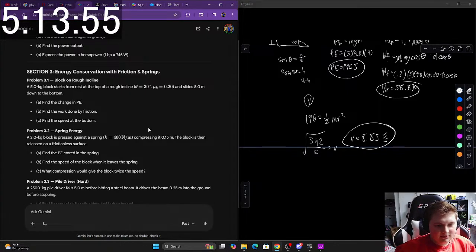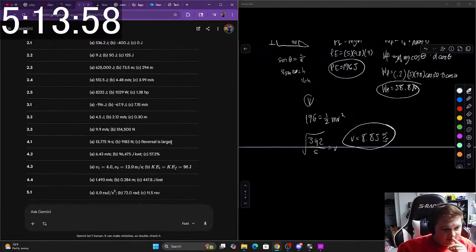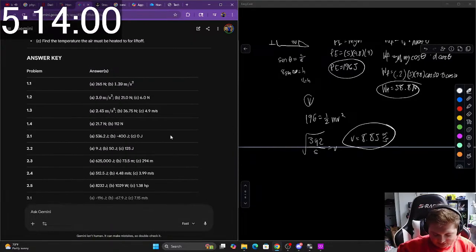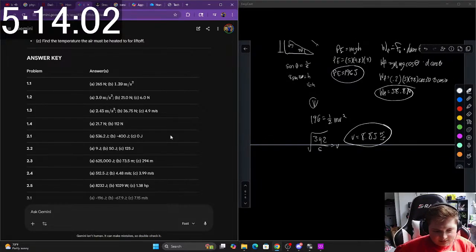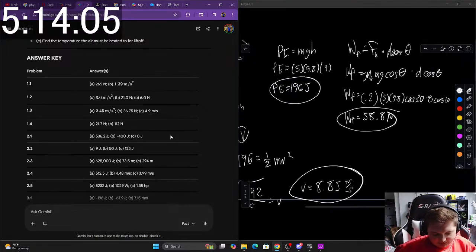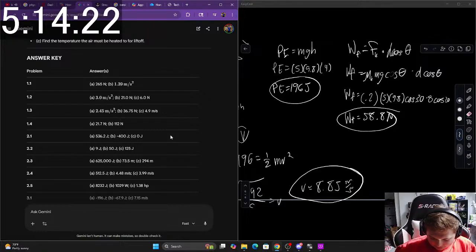Let's make sure I'm right. Whoa, buddy. Still got a ways to go. Okay, so we're wrong. I wonder with what. Let's see if I just do mg. Whatever. I wonder why we don't include this cosine here.